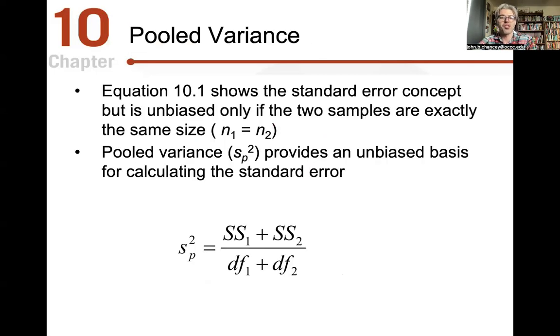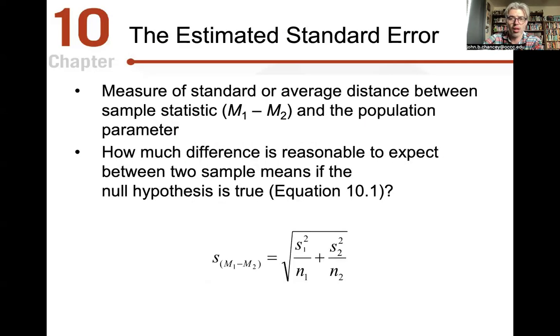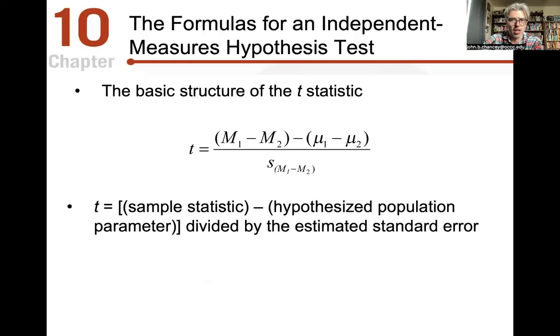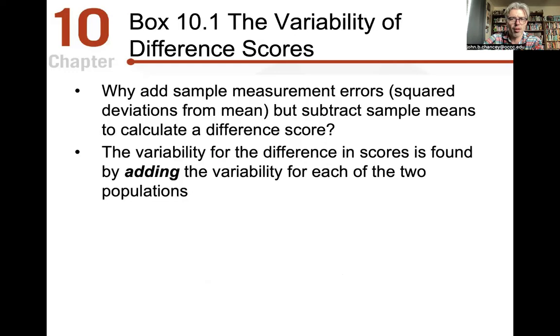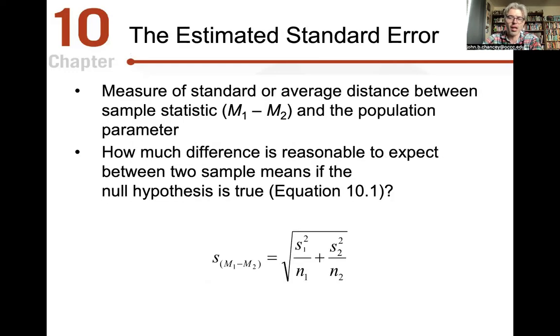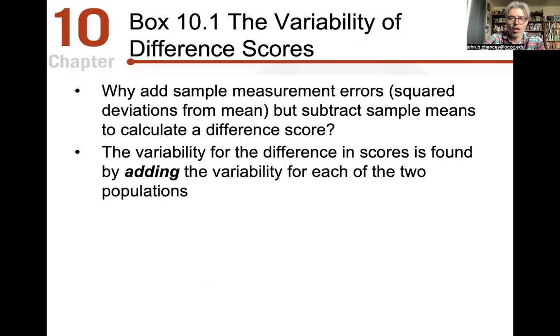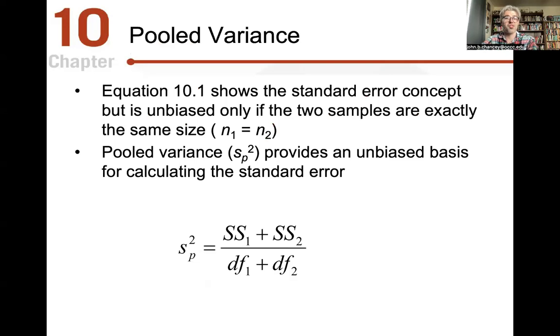Okay, so also consideration of pooled variance, equation 10.1. So if we go back, 10.1 is right. I'm assuming they're referring to this one, sorry. Or maybe they're referring to this one. Yeah, this one, sorry. For 10.1, here we go. This is unbiased only if the two samples are exactly the same size. So we have equal sample size. Pooled variance, though, provides an unbiased estimate for calculating standard error if we don't have those.